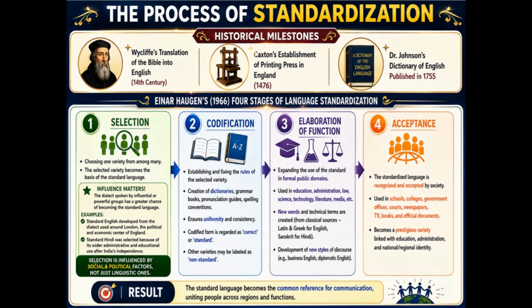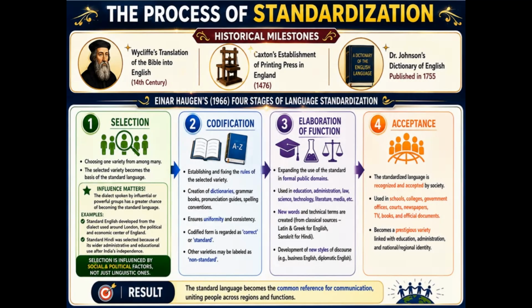Now, is this selection always neutral? No, the selected variety is often associated with the influence of political, economic or cultural power. In other words, the dialect spoken by influential or powerful groups has a greater chance of becoming the standard language. So selection is not merely a linguistic process, it is influenced by social and political factors. For example, Standard English developed from the dialect used around London, which was the political and economic center of England. Similarly, Standard Hindi was selected because of its wider administrative and educational use after India's independence.